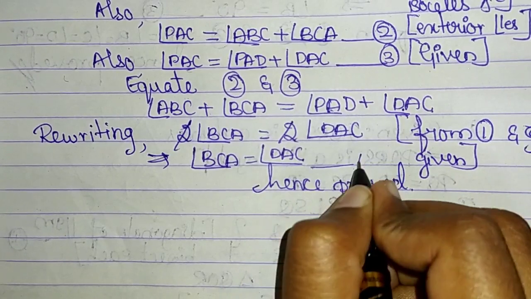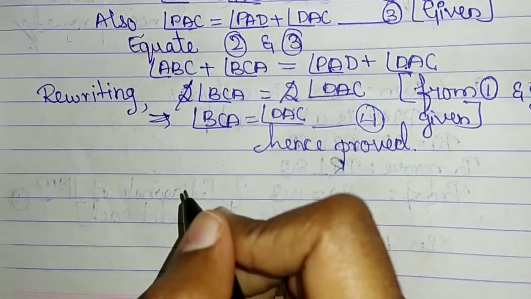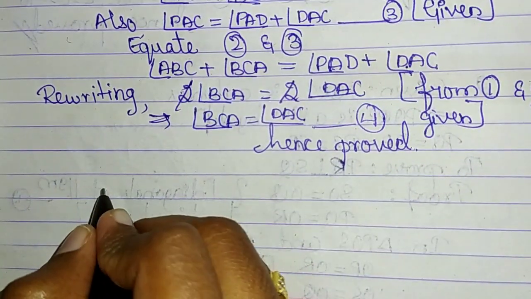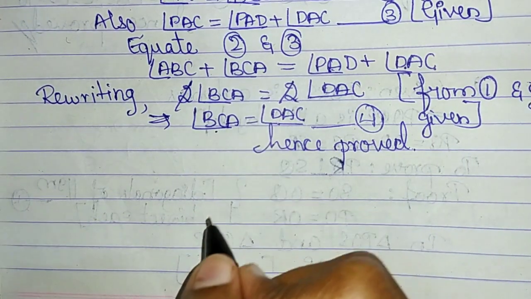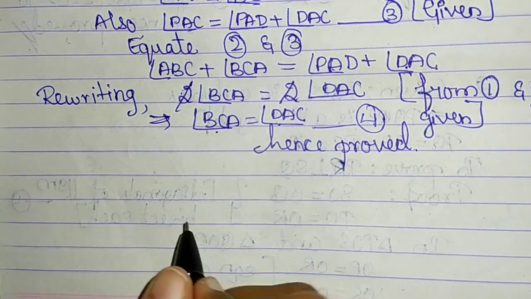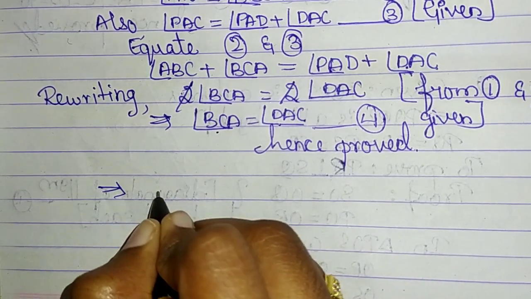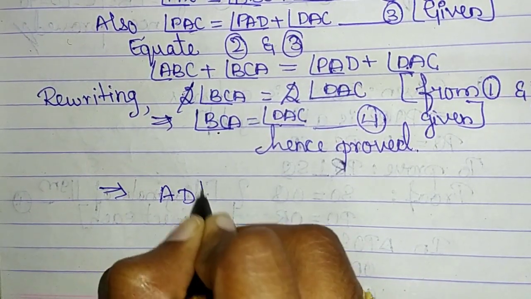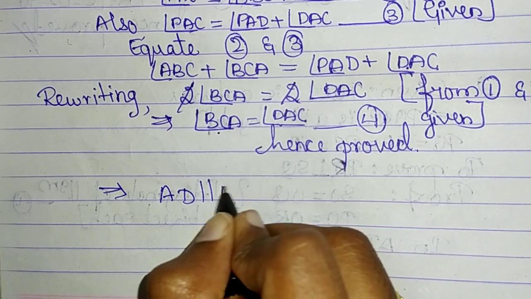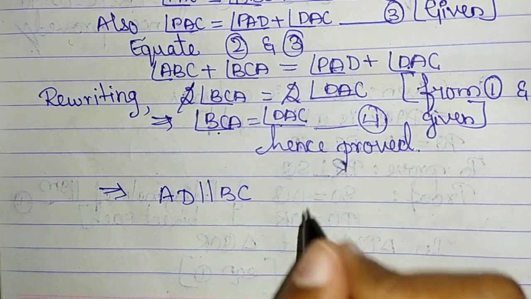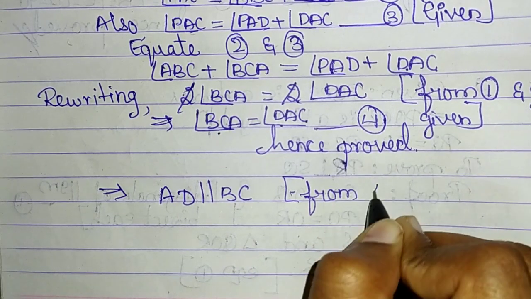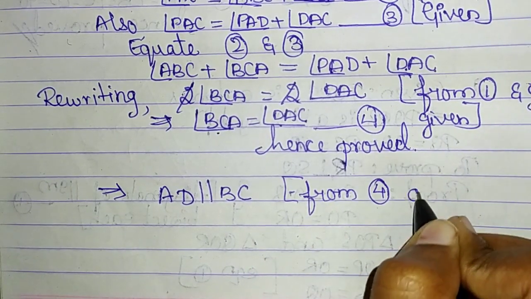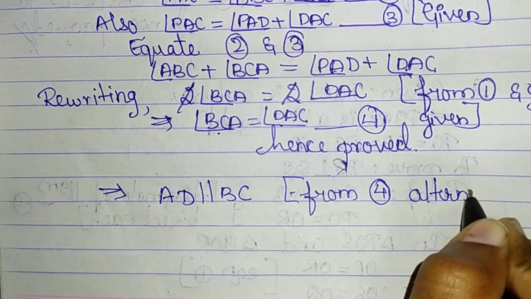Name this as equation 4. So, from equation 4, we get that angle BCA is equal to angle DAC, which form a pair of alternate interior angles. So, this implies AD is parallel to BC, from equation 4, alternate angles.